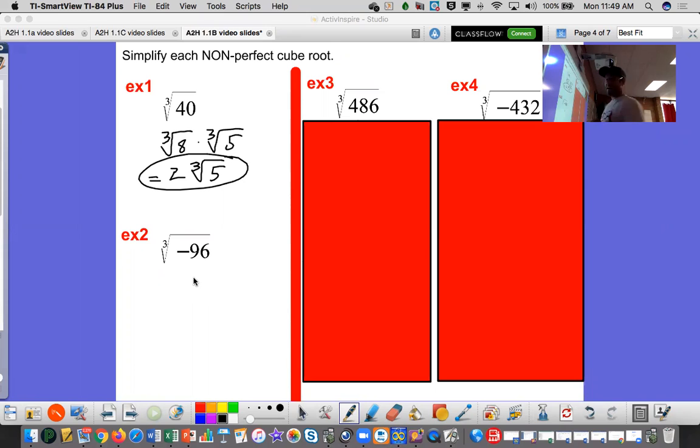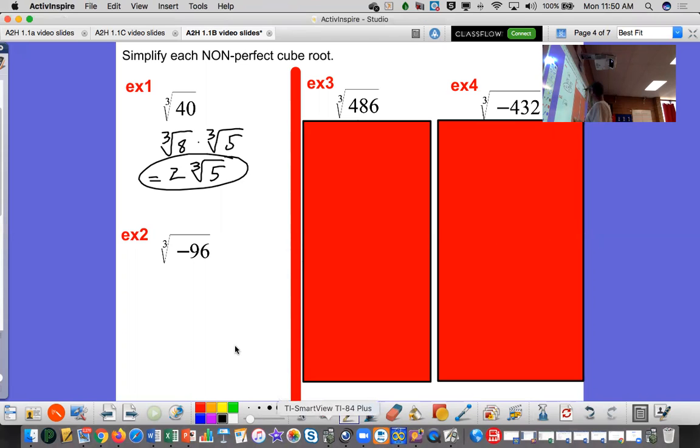Example 2: I have the cube root of negative 96. I might not come up with a cube that goes into 96 the way I did with 40. First off, I see that it's a negative, so I'm going to split this up, for the first time so you understand why this happens, into the cube root of negative 1 times the cube root of positive 96. That's because I know my answer is going to have negative 1 times something, since the cube root of negative 1 is negative 1.